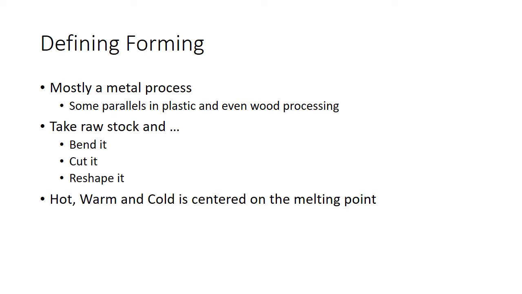Okay, we're mostly going to be looking at the metal processes, but there are some plastic and even wood forming processes. The basics of this is that you're taking raw stock from stock sizes and you bend it or you cut it or you somehow shape it. And the difference between the hot, warm, and cold is based on the melting point of the material.